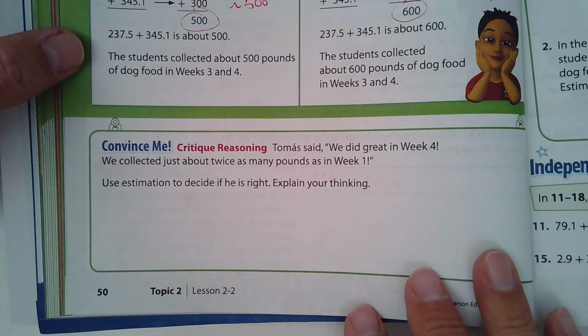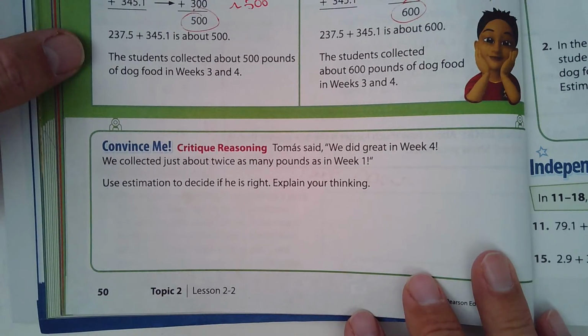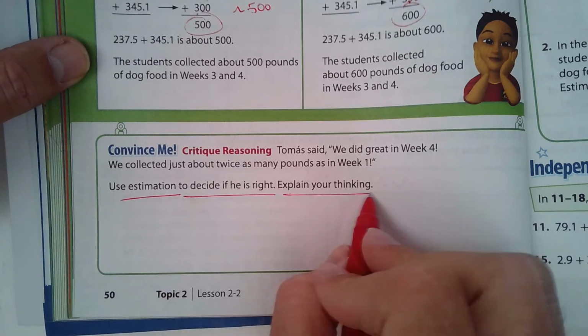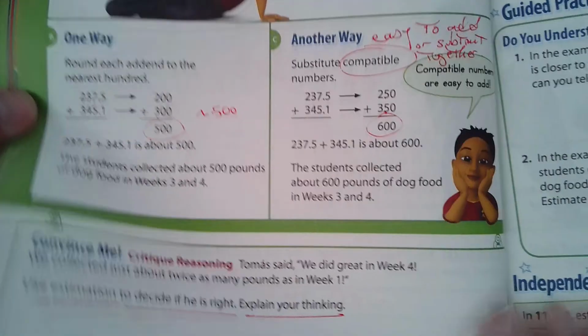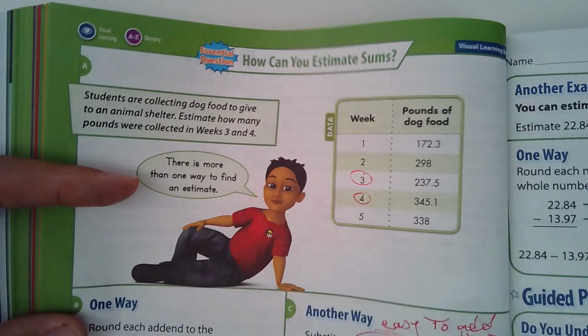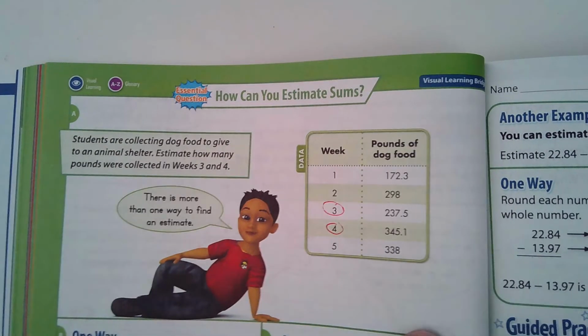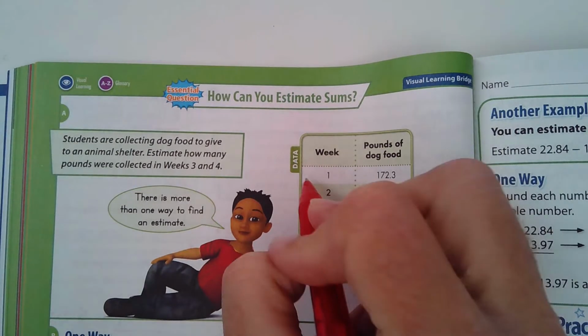It says, Thomas said we did great in week 4. We collected just about twice as many pounds as in week 1. Use estimation to decide if he's right. Explain your thinking. Okay, well, let's look over here. We're comparing week 4 and week 1. Here's week 4. Here's week 1.